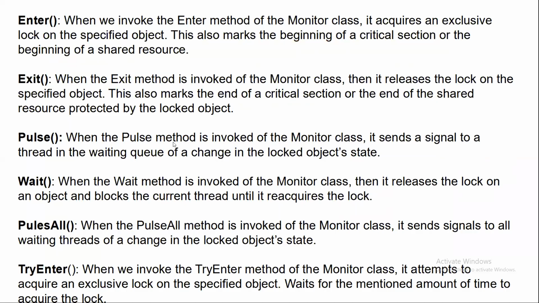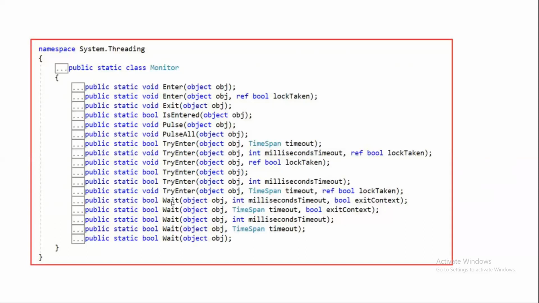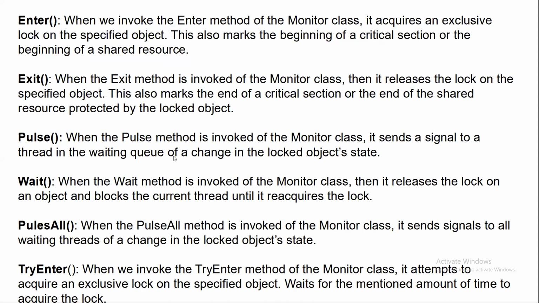Okay. So if you see the entire thing, there are a total of 6 methods available. The first one is the Enter method. Enter means, as in the previous examples where we said lock, the same thing: the entry point of the critical section. When you say enter, that means the next line is my critical section. Let's start the locking. It acquires an exclusive lock on that particular object.